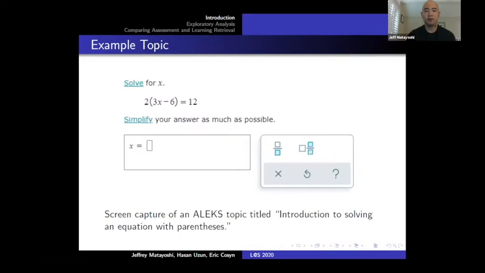Okay, so very quickly, here's just a screenshot of an example topic. There's the equation the student has to solve, the input box, and the title of this one is Introduction to Solving an Equation with Parentheses. And just as another example, a post-requisite might go a little bit further, and this equation here might be a little bit more complicated. Maybe there's a couple appearances of the variable or slightly different algebra required. But that's just one example of a topic in the ITS.